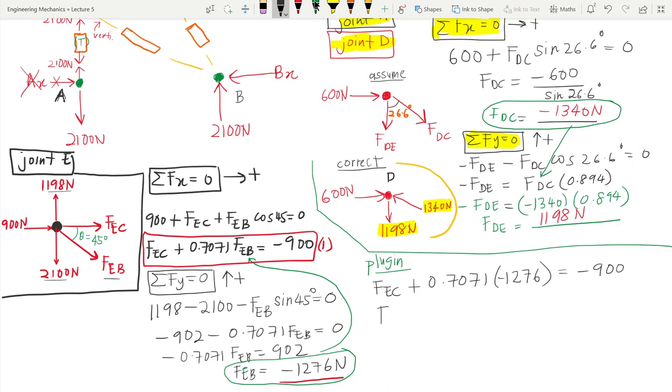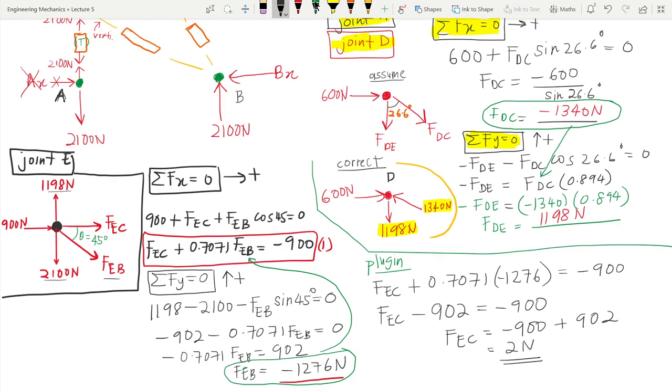So let's settle this once and for all. FEC plus 1276 times 0.7071. I'm getting a negative value. So this is a negative value minus 902 equals negative 900. So what's funny here? FEC equals negative 900 plus 902. So what do we get? 2 newton.